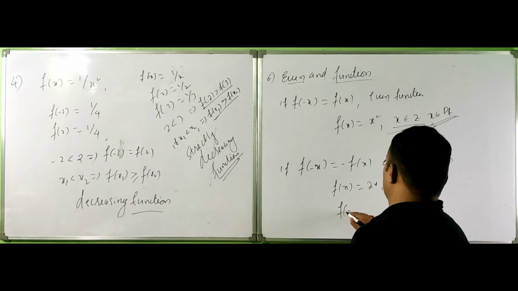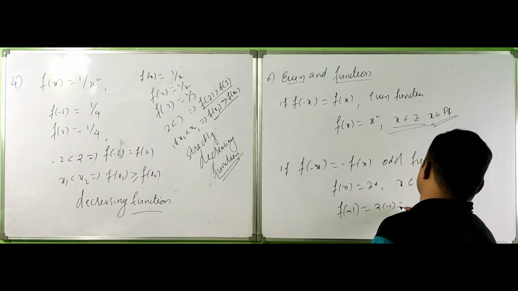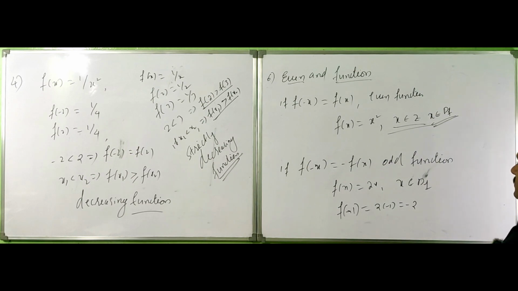f of minus 1, we have 2 into minus 1, this is minus 2. So this can be written as minus of f of 1 plus, I think so. Whatever it may be, f of 1 is equal to, again, minus 2 plus.